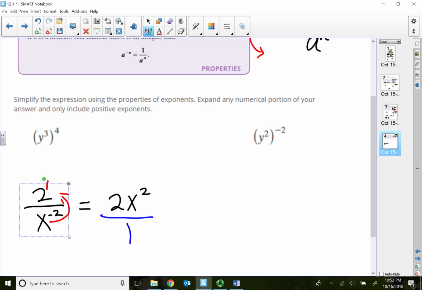So remember, only the base with a negative exponent is the one you flip to the other side of the fraction.